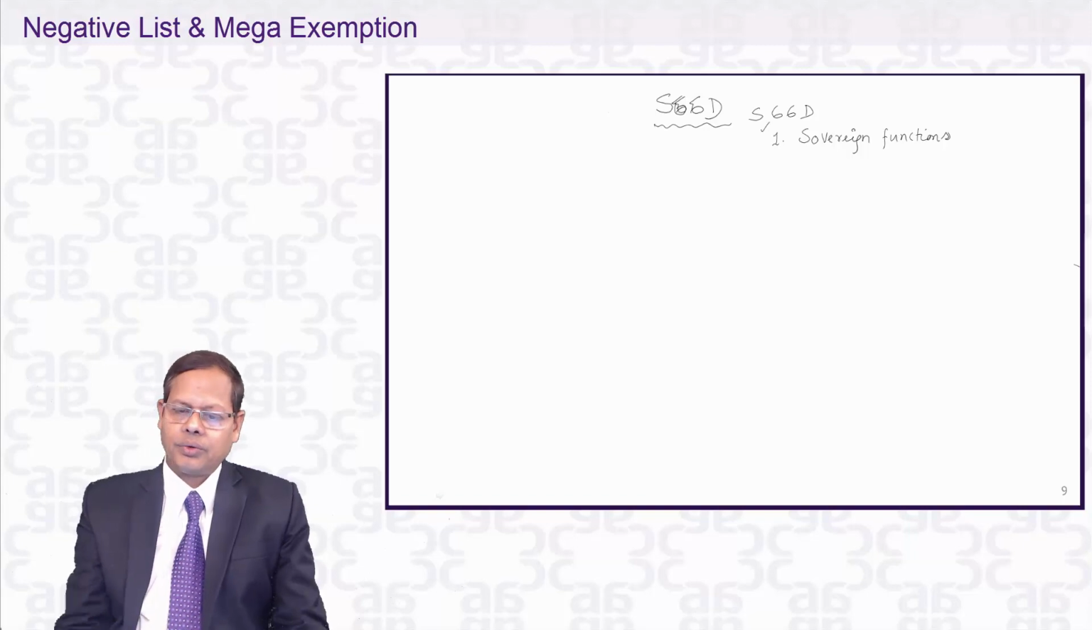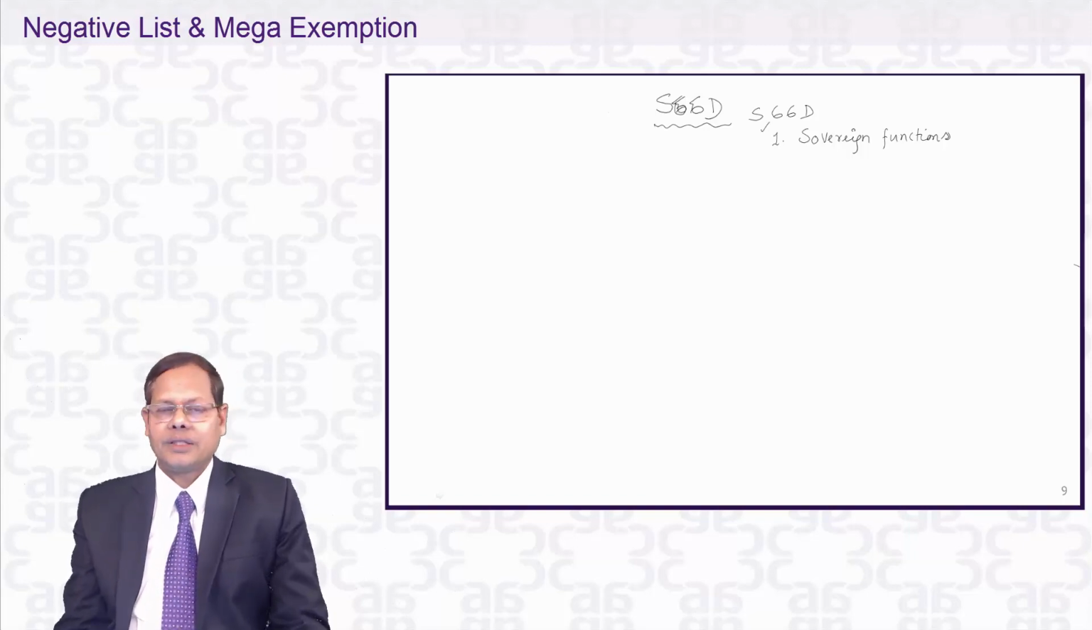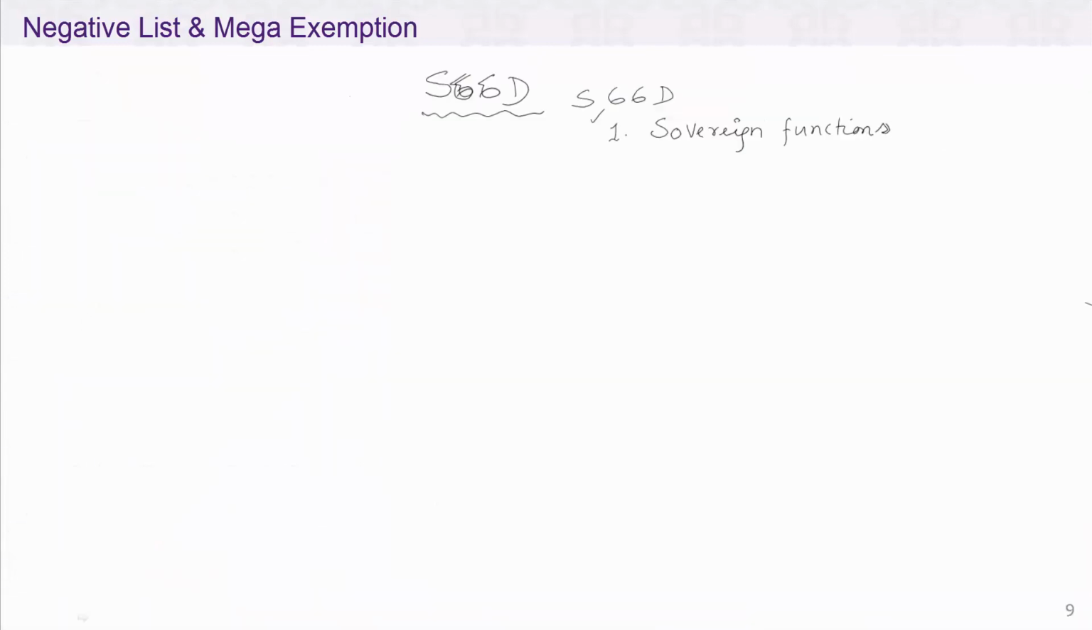So they don't want to collect tax, they don't want to charge at all. So for this purpose, what they have done, sovereign functions or say special status. So there are certain categories of persons who have special status. See, special status. So what do you mean by special status here?